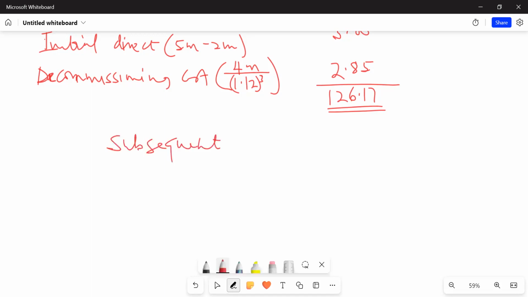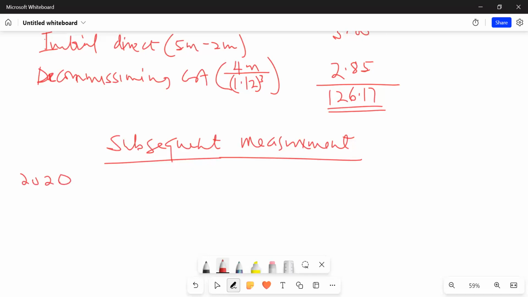So for the subsequent measurements, we take the lease liability. The lease liability was discounted. So this is the amount that we are currently owing the people, but we agreed that we are going to pay them 11% at the end of every year. So for the 2020 year, we have to find the finance cost. The finance cost is calculated on the lease liability. So we have the lease liability at start.